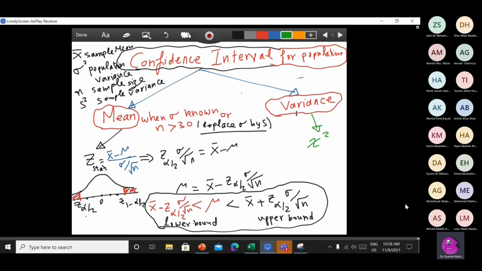Now what I'm going to do, as your friend said, when n is greater than 30, you just take this one out and put it as what? S. And in this one, you just put S. This is when what? In the second way, when n is greater than 30.